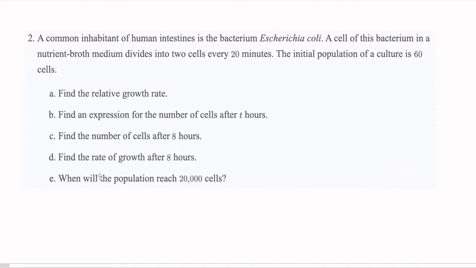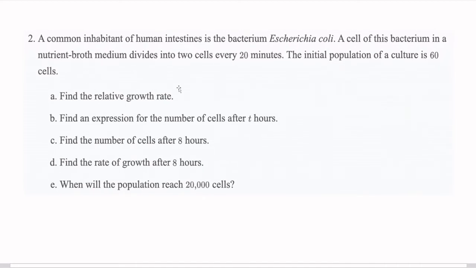Okay, so this example says we've got the bacteria E. coli, and when you have cells, you're often talking about how they grow. So in this case, we say a cell of this bacteria will divide into 2 cells every 20 minutes. So 1 cell becomes 2 cells every 20 minutes. You've got to think about what it means. What's happening? Doubling. This is doubling.